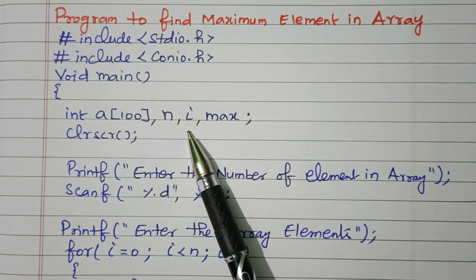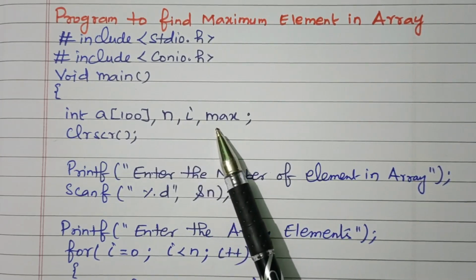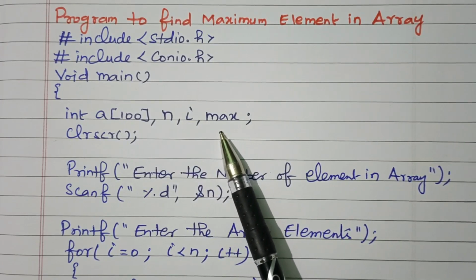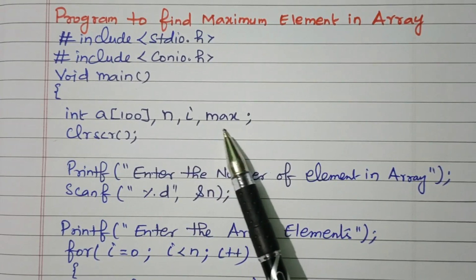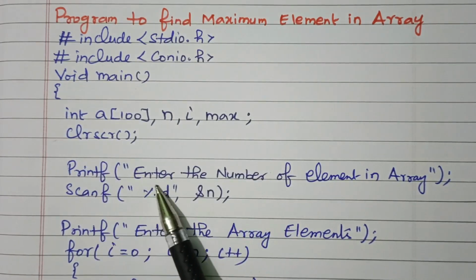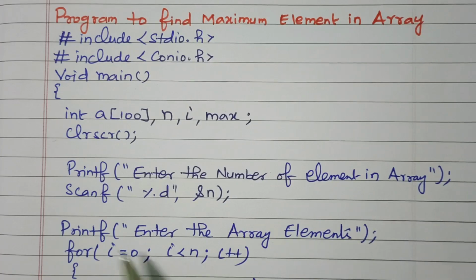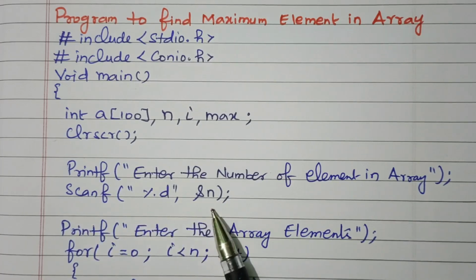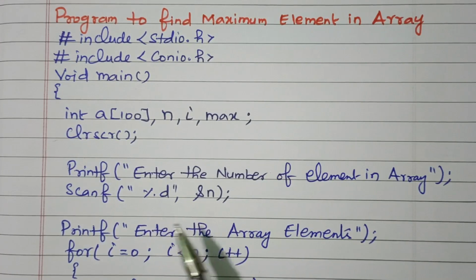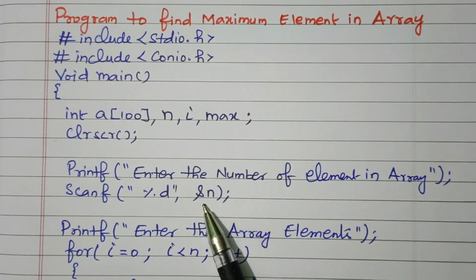For a single dimensional array a for loop is needed. For that we declare the variable i. So this max is nothing but the maximum element. We are going to store the maximum element in this variable max. Then after clrscr, printf enter the number of elements in the array. We ask the user how many elements we are going to use. scanf %d and &n. %d refers to integer type and &n refers to the address of n. So the user will enter the number of elements that will be stored in n.